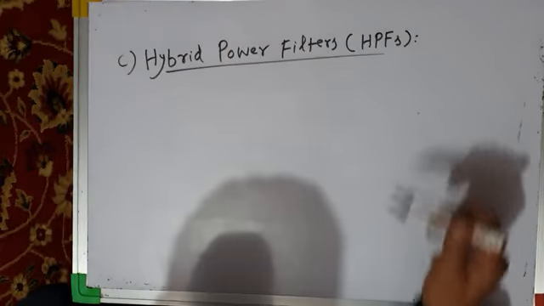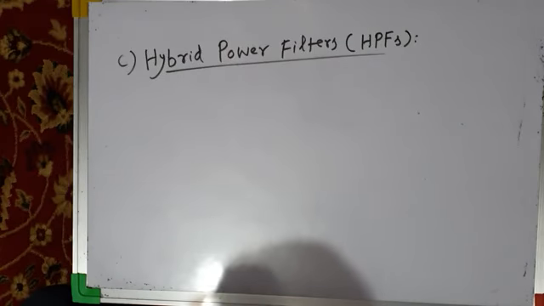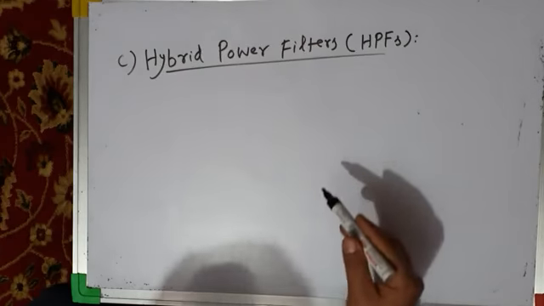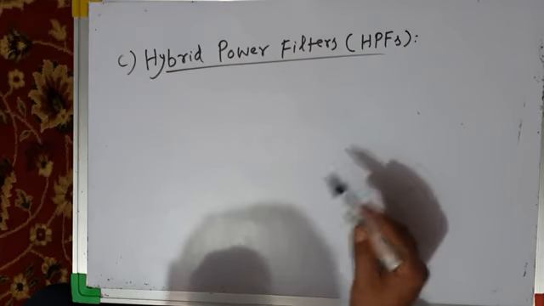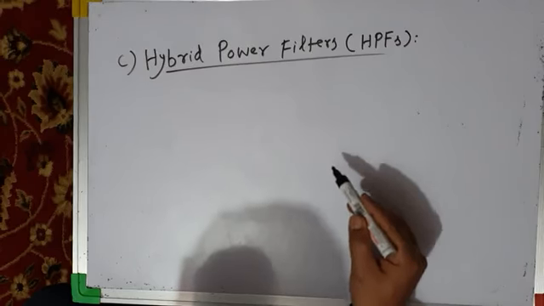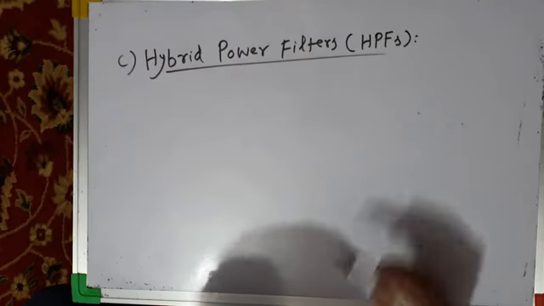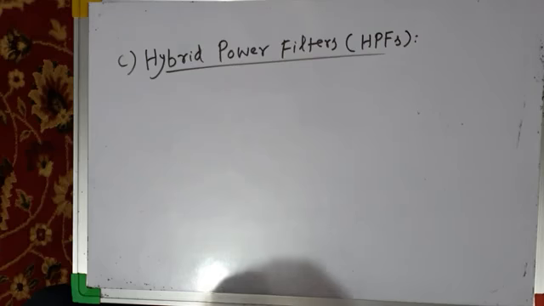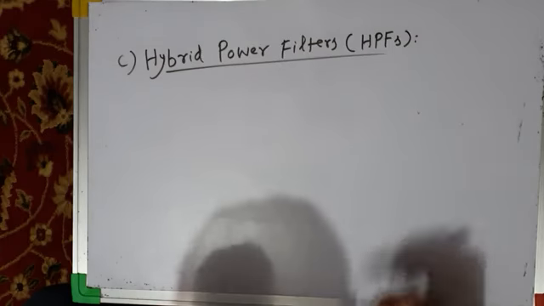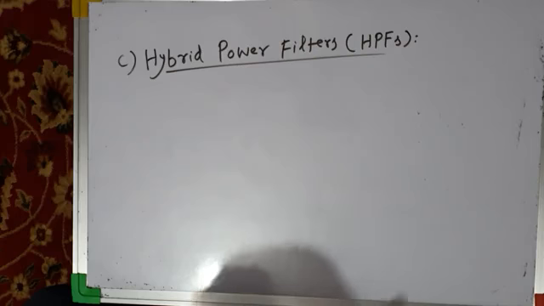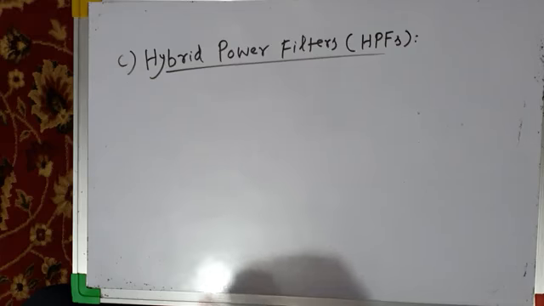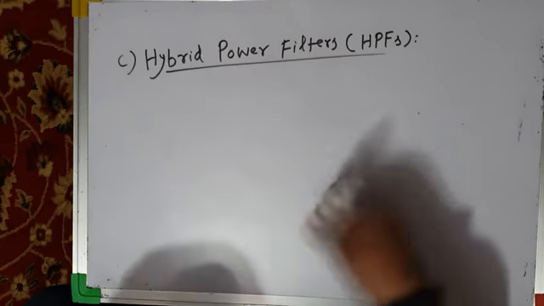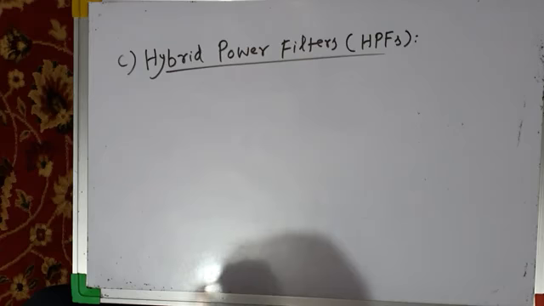For example, you have to provide compensation against load current harmonics. You design your shunt active power filter in such a way that its rating is less. When its rating is less, it will not provide perfect compensation against load current harmonics. So it may partially compensate load current harmonics, and the rest of the compensation will be done by the passive filter. You add one series or shunt passive filter that will take care of the rest of the harmonics.